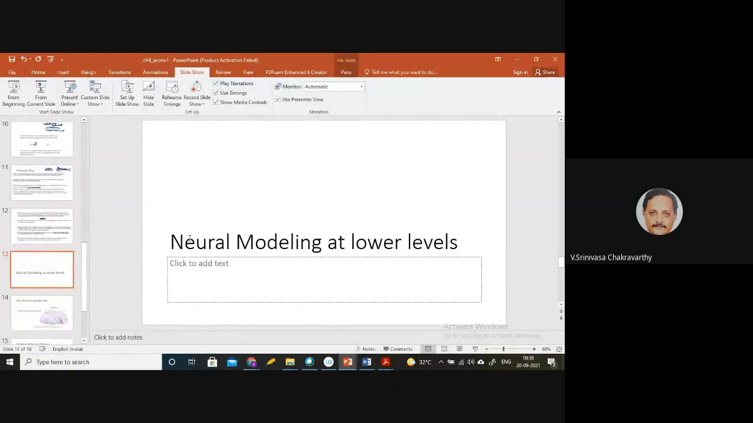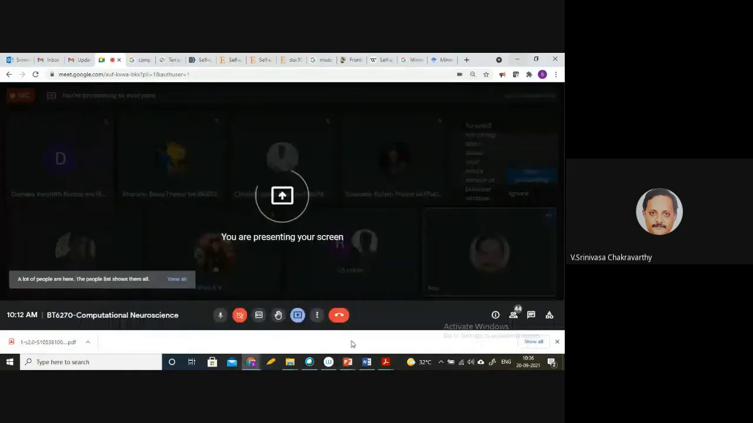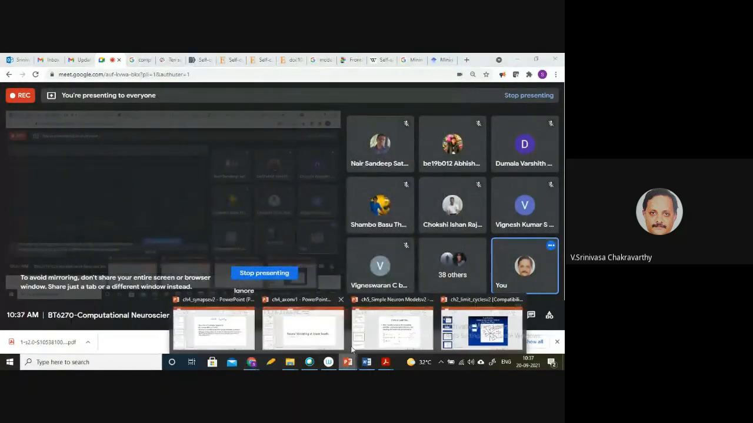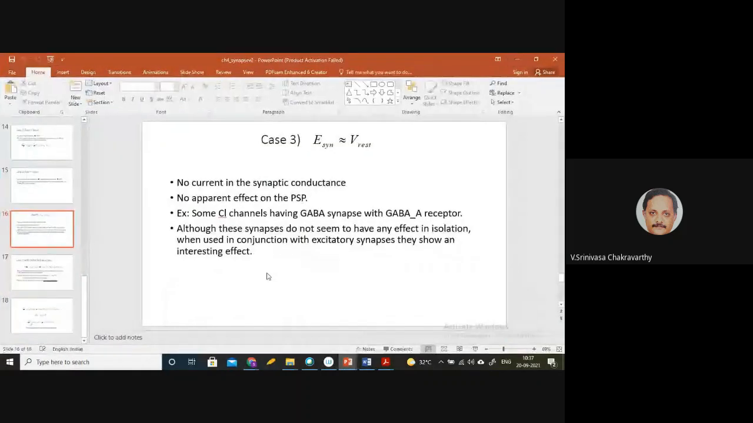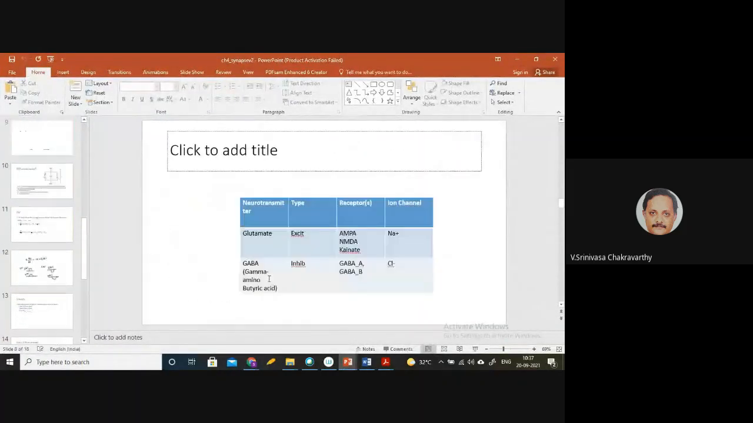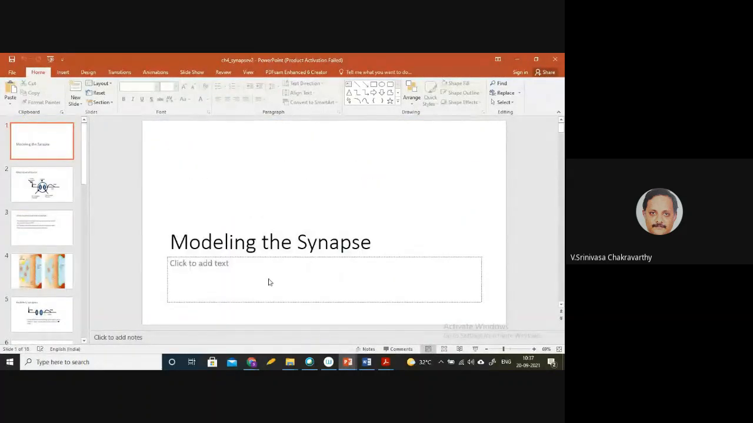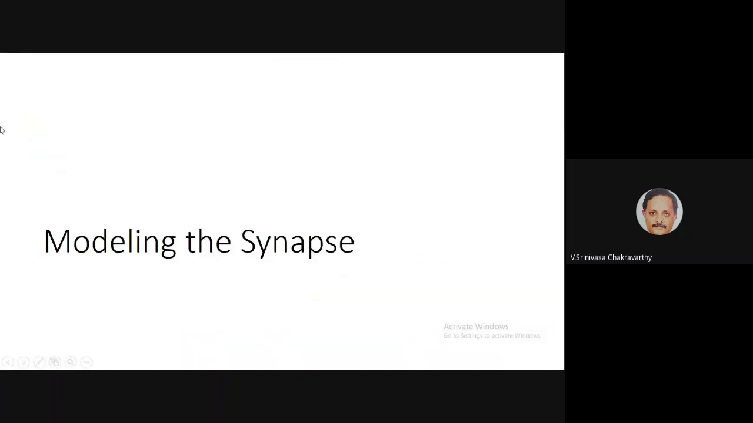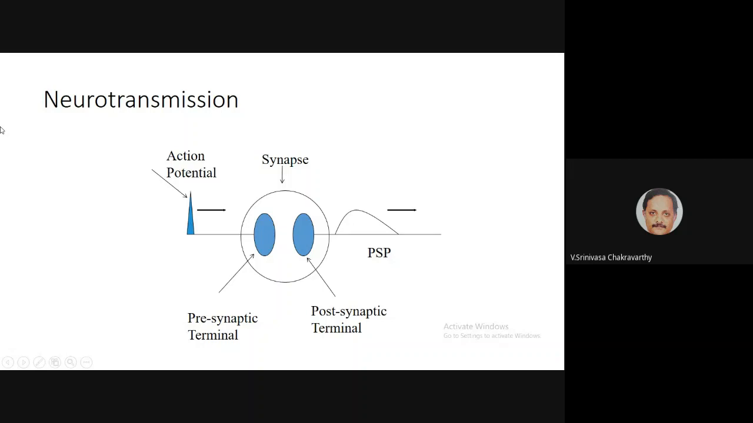Now we still have some time. Let me quickly cover a little bit about the last component, which is neurotransmission. Right? How do you model the synapse? So in the synapse, we know that you have the action potential arriving at the presynaptic terminal, right? And there it triggers release of neurotransmitter, and the neurotransmitter is released into the synaptic cleft, and here it diffuses through this cleft and reaches the postsynaptic terminal.